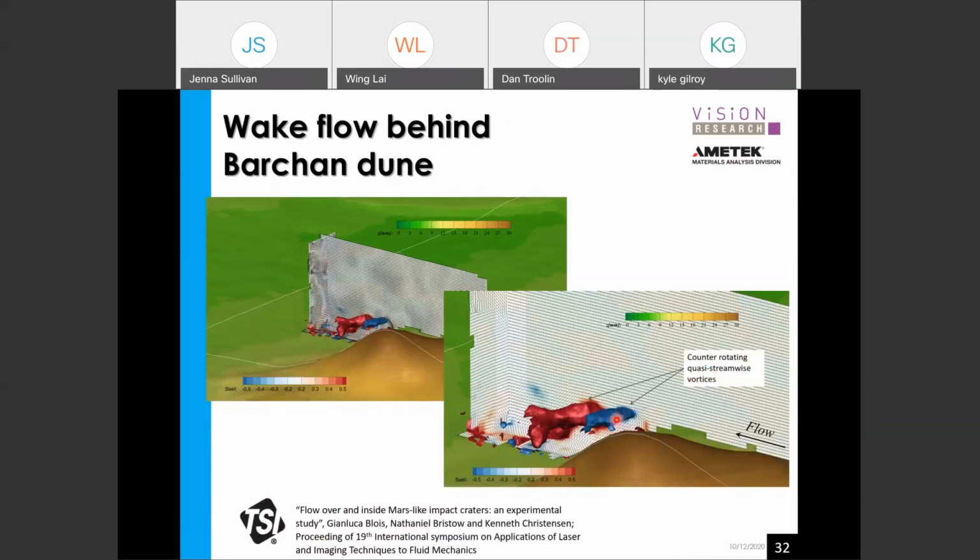If you're interested, there is actually a paper generated from this particular measurement, in the proceedings of the International Symposium on Applications of Laser Imaging Techniques to Fluid Mechanics.